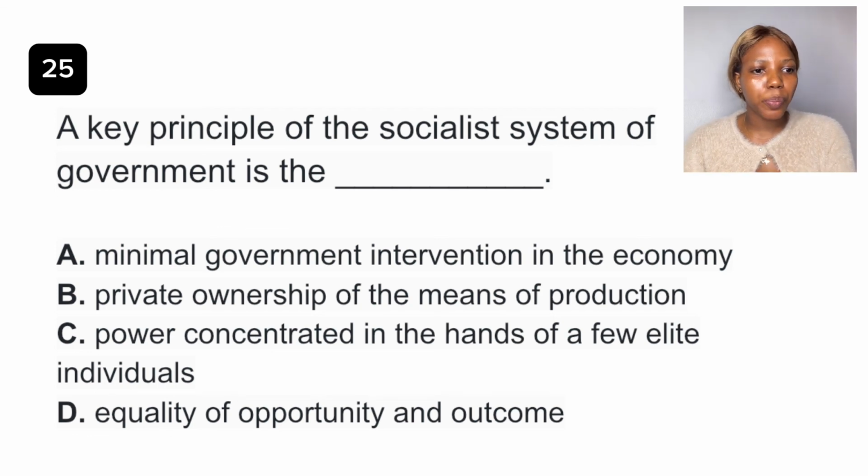Question 25. A key principle of the socialist system of government is dash. The answer to this question is option D, equality of opportunity and outcome. Now, socialist system of government implies socialism, and socialism is a political and a social system of government in which the state owns the means of production as well as the exchange and the distribution of goods and services. Now, in a socialist system of government, there's equal distribution of resources. There's nothing like class division or class distinction where you have the upper class, the middle class, or the low class. No. So the answer to this question is option D, equality of opportunity and outcome.